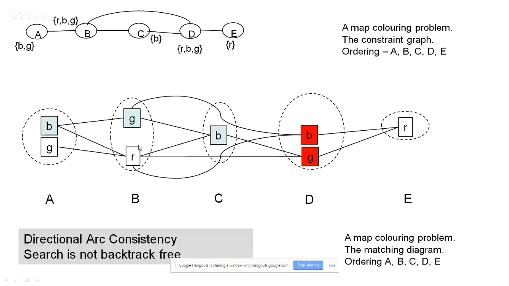We will have to go back and try a different value for region B or a different value for region C. So this illustrates the fact that arc consistency is not enough to do backtrack free search, and because the width of this graph is 2 and the induced width is also 2, you need to do at least path consistency.